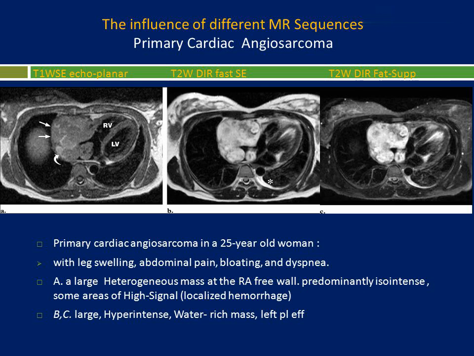T2W fat suppressed. Primary cardiac angiosarcoma in a 25-year-old woman with leg swelling, abdominal pain, bloating, and dyspnea. A large heterogeneous mass at the RA free wall. Predominantly isointense, some areas of high signal, localized hemorrhage. B, C. Large, hyperintense, water-rich mass, left pleural effusion.